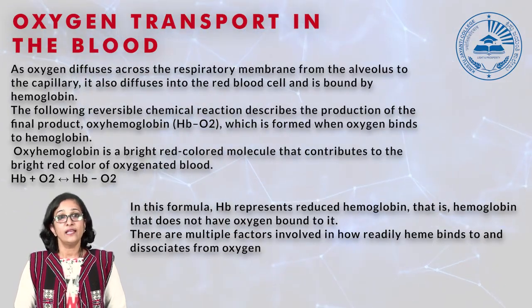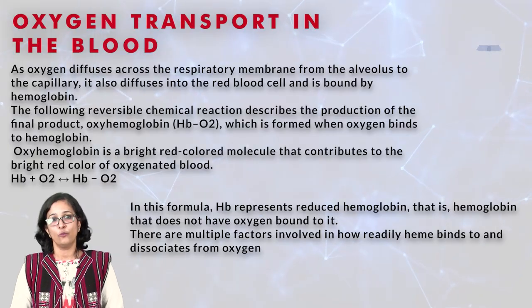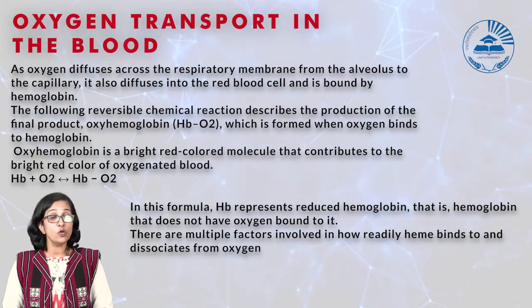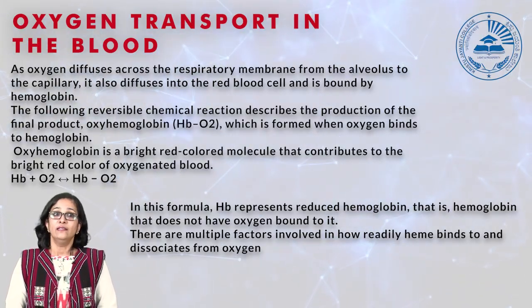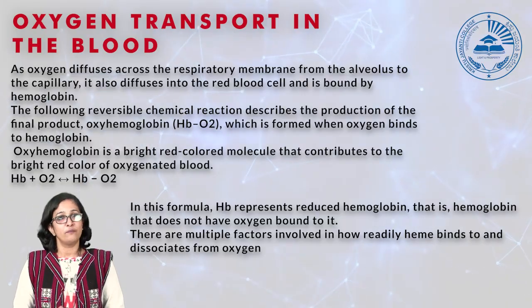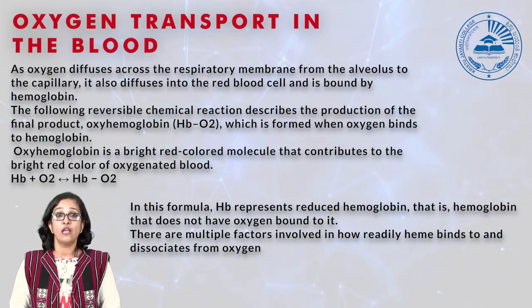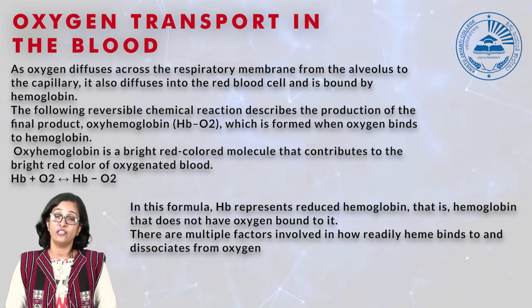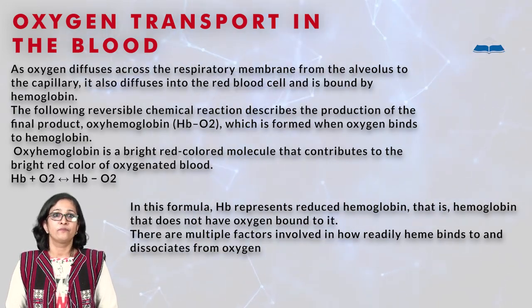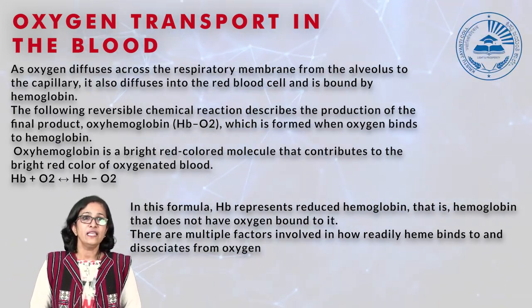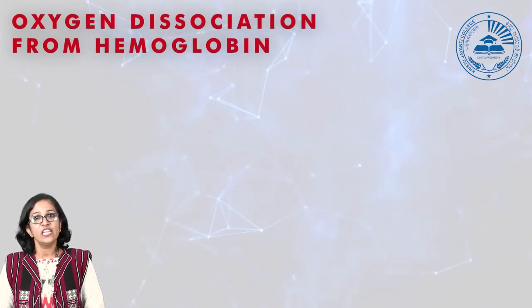In this formula, the Hb represents reduced hemoglobin, that is, hemoglobin that does not have oxygen bound to it, and the Hb-O2 represents the oxyhemoglobin. There are multiple factors involved in how readily heme binds to and dissociates from oxygen. So some of the factors we will see: the oxygen hemoglobin dissociation.